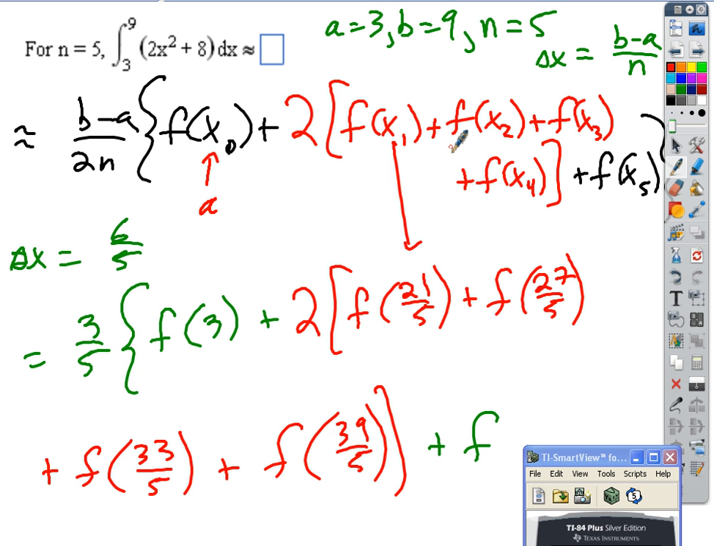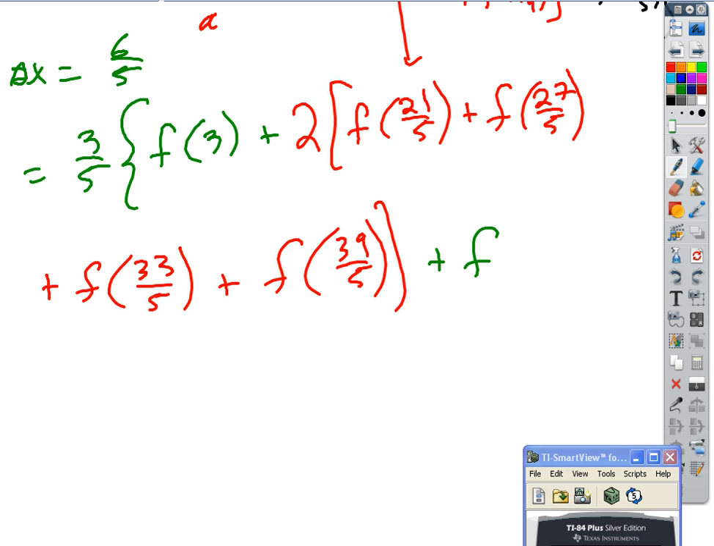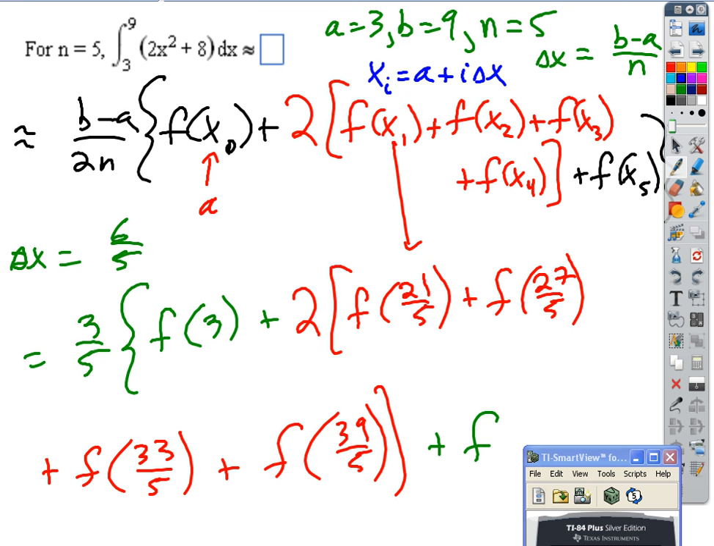Remember, we've always had the formula x sub i equals A plus i delta x. So x sub 3 would just be A, which is 3, plus 3 times 6/5. Okay, and then we get to the last one, which is the very edge of the interval. Let's check to see that it comes out. Keep adding 6/5. This should turn out to be 9, right? Well, let's see if we made a mistake. So 39/5 plus 6/5 is 45/5, 9. Right?